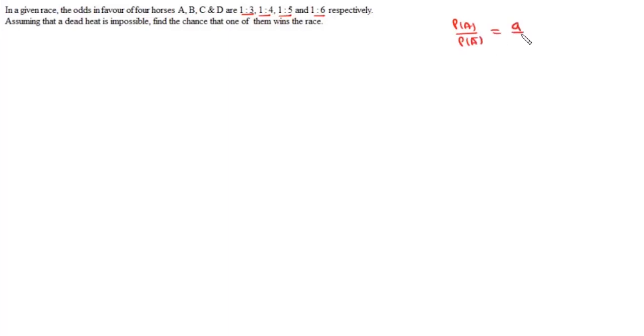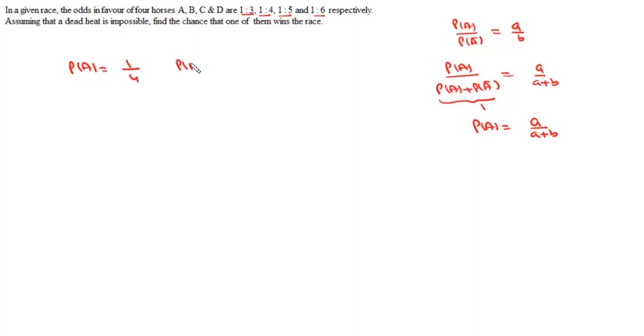Now if it is equal to a upon b, and if we use componendo and dividendo, we can write probability of A upon probability of A plus probability of A naught, equal to a upon a plus b. Now P(A) plus P(A naught) is 1. So from here we can write probability of A will be a upon a plus b. So in this case, the probability of horse A winning will be simply 1 by 1 plus 3, which is 1 by 4. Probability for B will be 1 upon 1 plus 4, which is 1 by 5. Probability of C will be 1 by 6. And probability of D is 1 by 7.